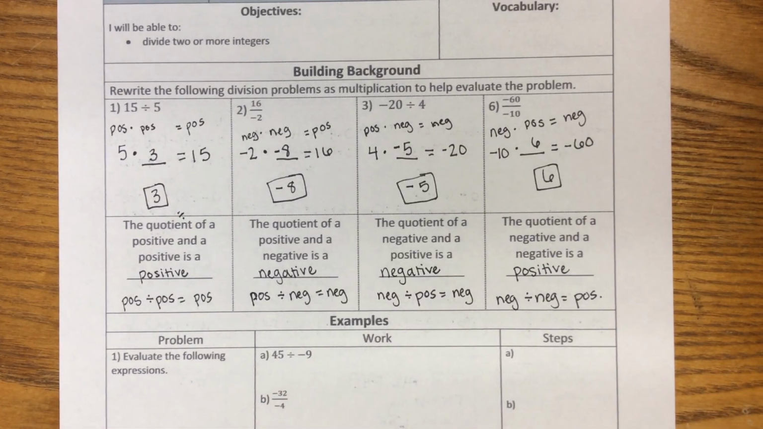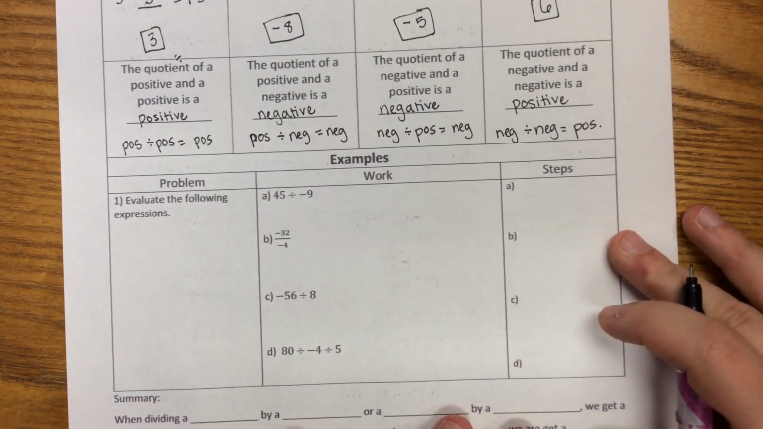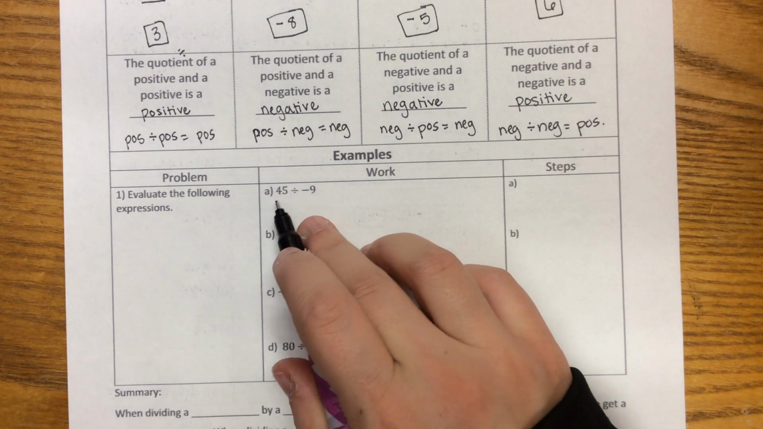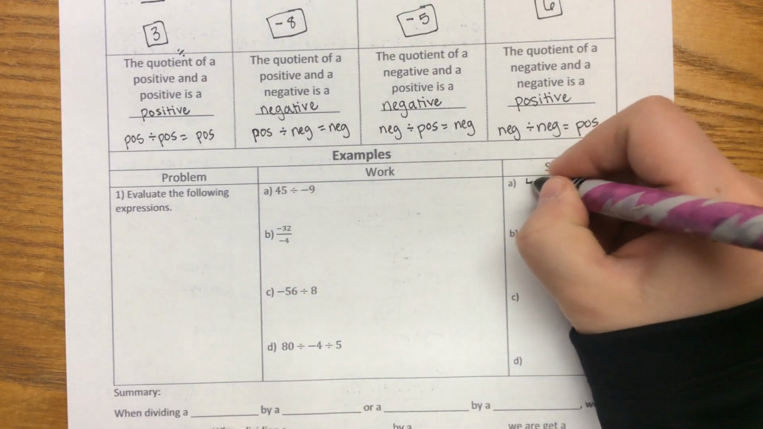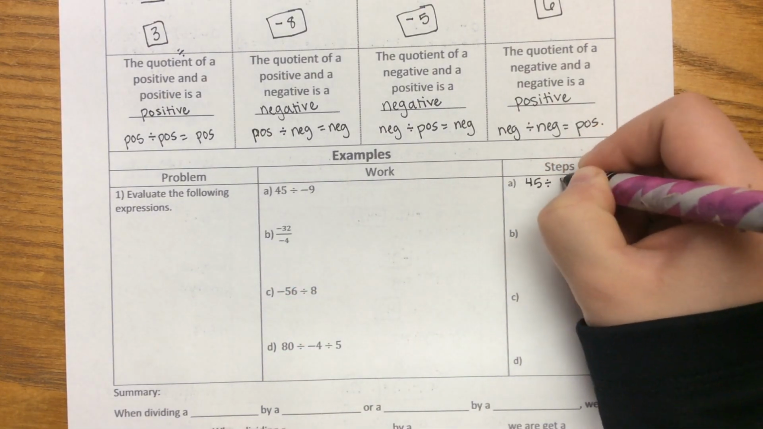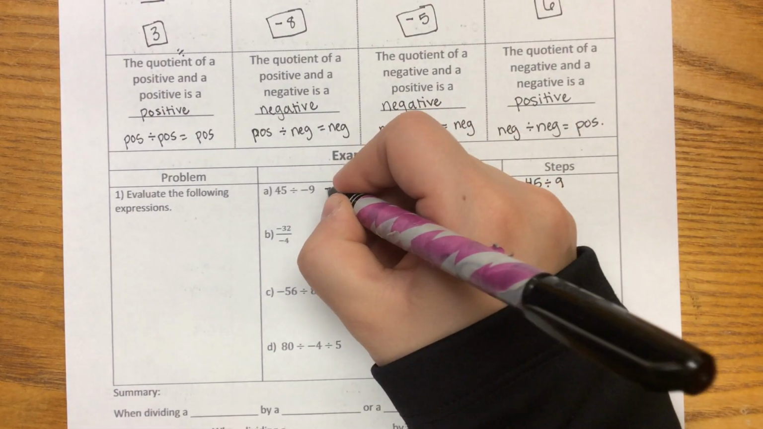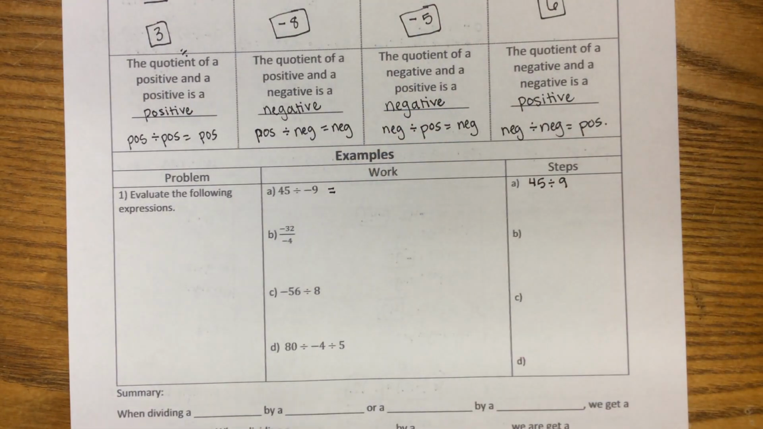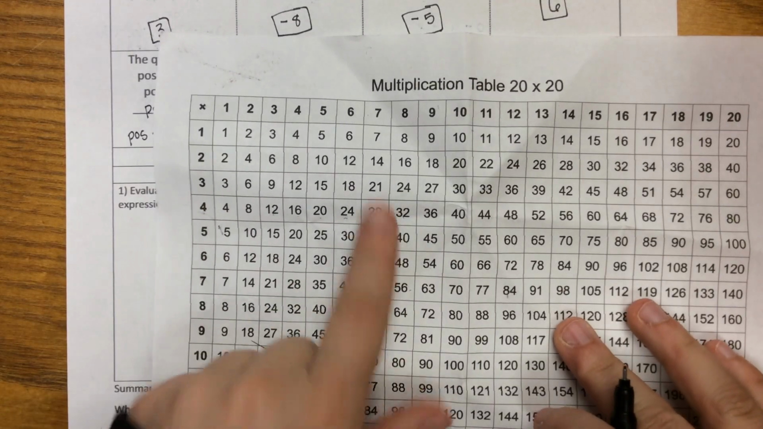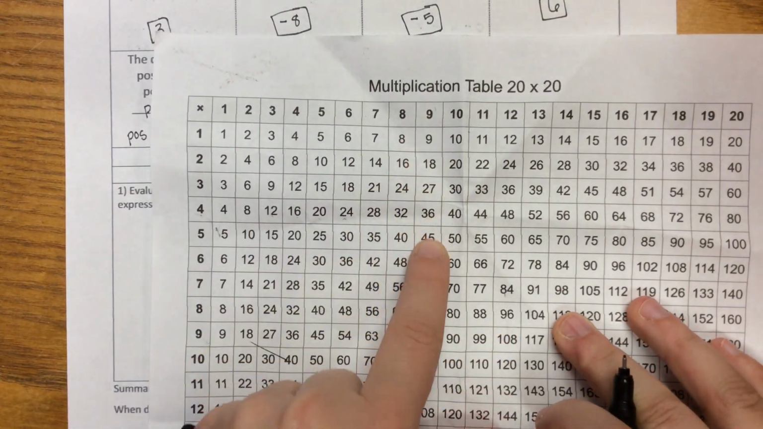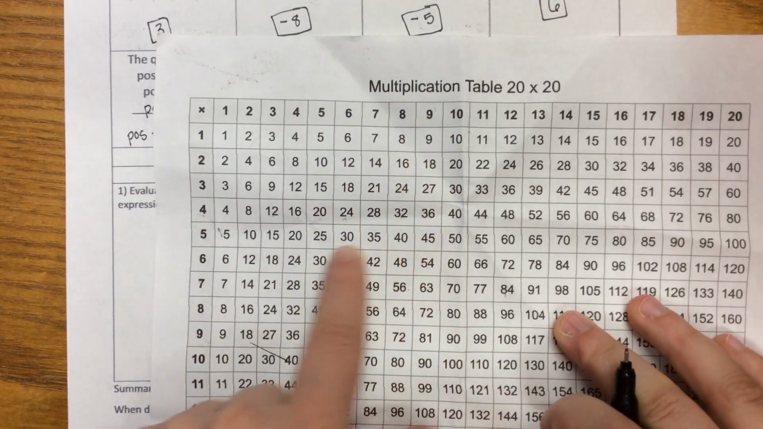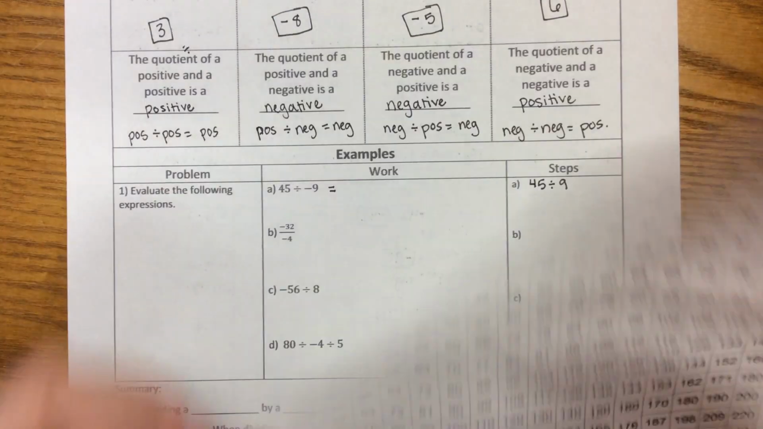Okay, so evaluate the following expressions. So the first thing that we always do is we're actually just going to divide the numbers. So 45 divided by 9. That's what we're going to think first. Okay, so 45 divided by 9. If I don't know that answer, I use my multiplication chart. I go to 9, drop down to 45. It's right here. Scoot over, and I get 5.